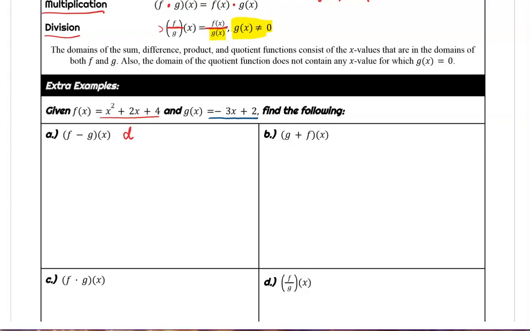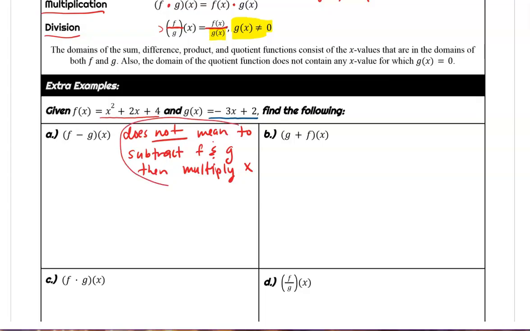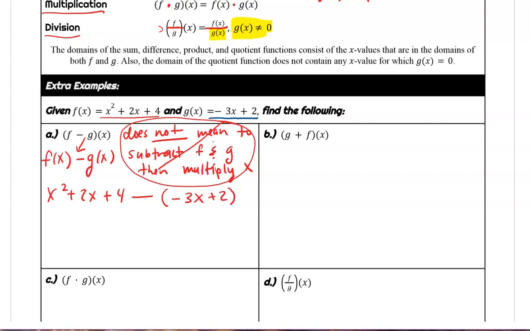So again, this does not mean to add or to subtract f and g and then multiply x. That is what it does not mean. What it does mean is to just take the f of x expression and from it subtract the g of x. So I'm going to take the f of x expression, x squared plus 2x plus 4, and then I'm going to subtract from that the g of x expression. And that's all I'm going to do.